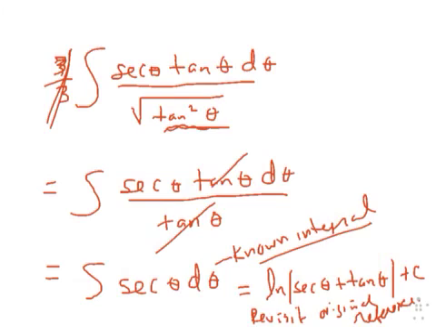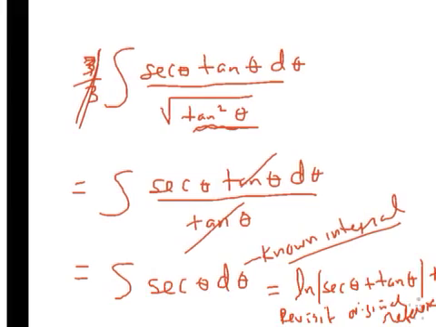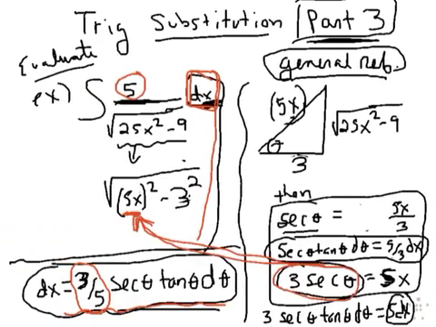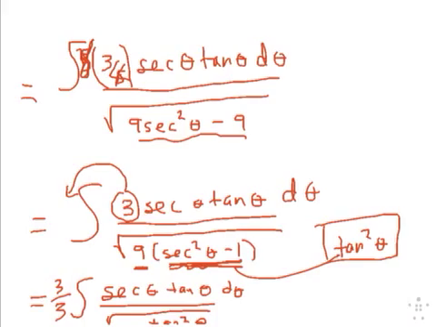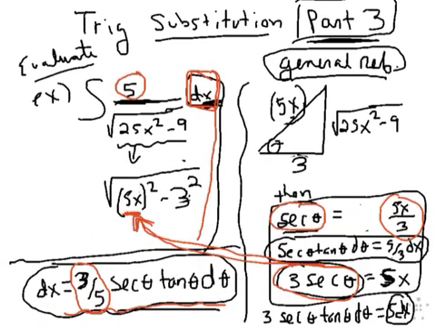So, secant theta from the get-go was 5x over 3. So I'm going to go back to the original reference triangle. See, secant theta from the get-go was 5x over 3. So we'll replace that with 5x over 3. Just kind of noting to self here. And tangent theta, you have to look back at the original triangle. Let's go back and look at it.